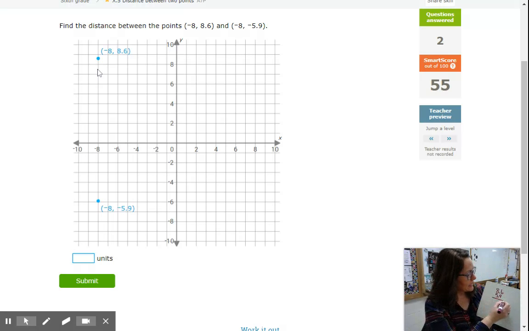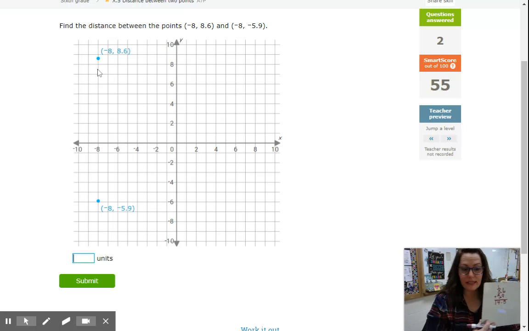I want to add these two amounts together, which we've already done, add, subtract, things like that. So I would get 14.5.